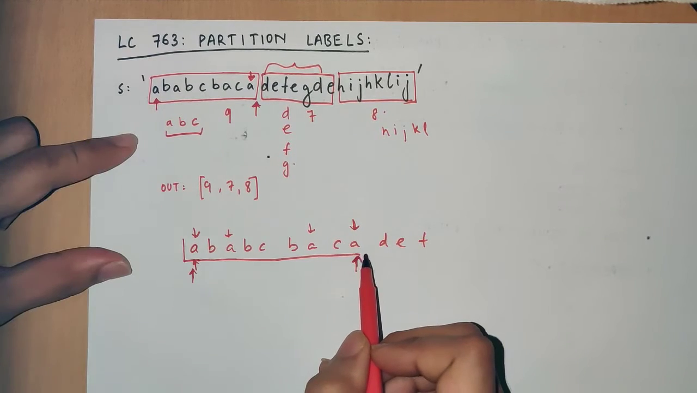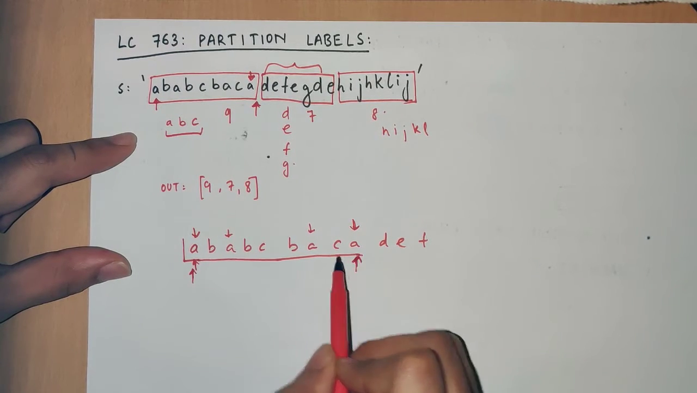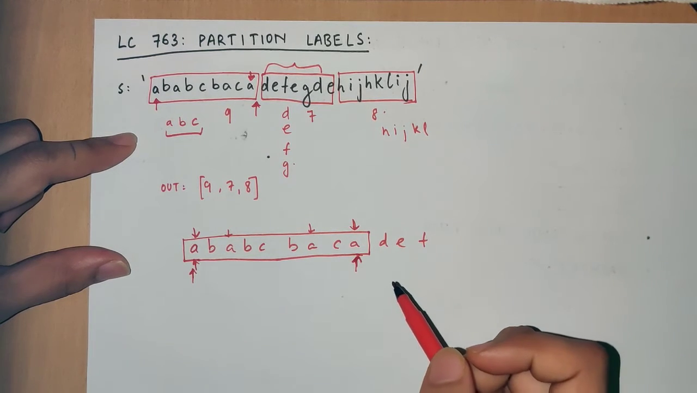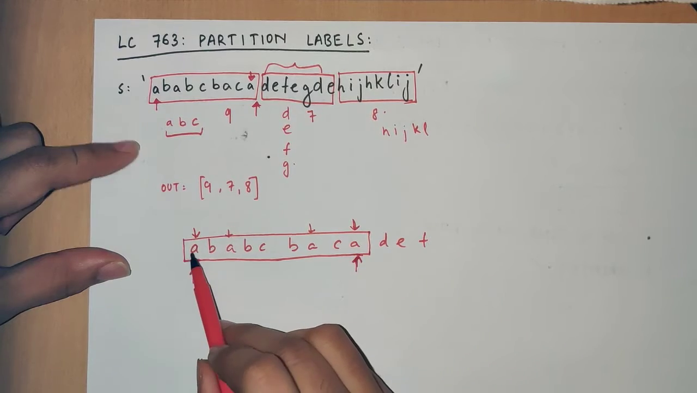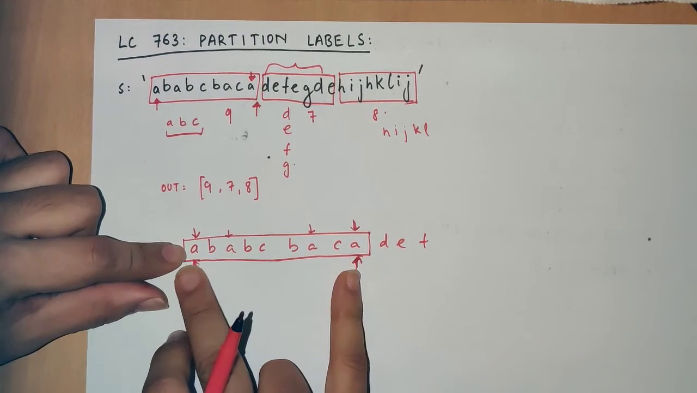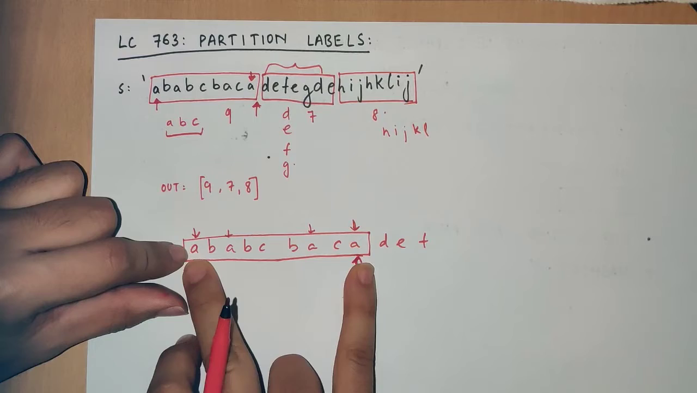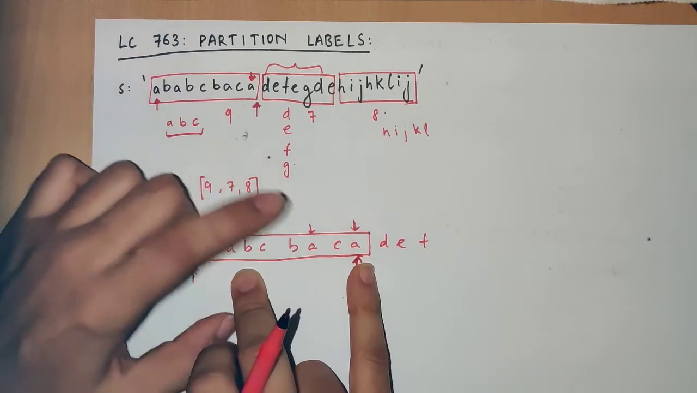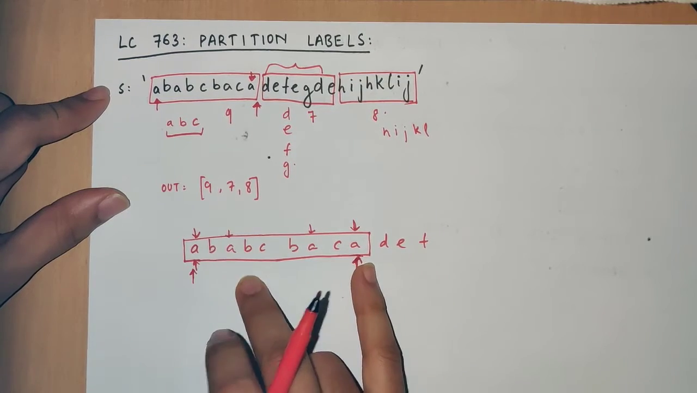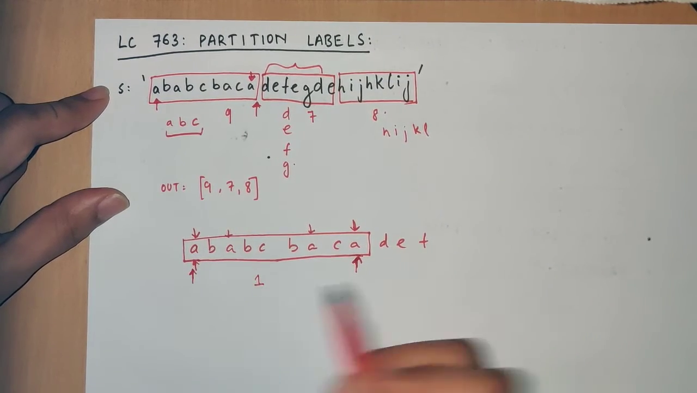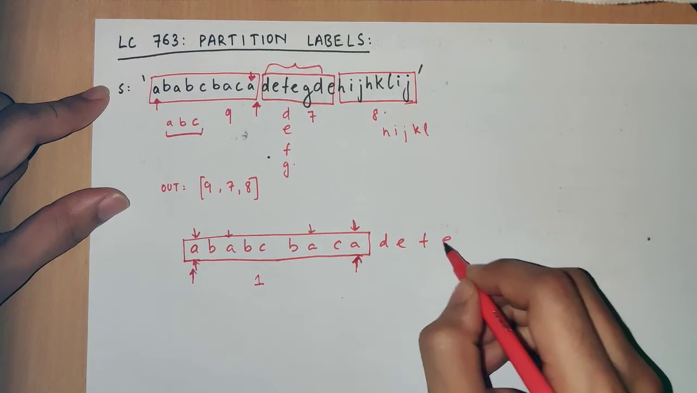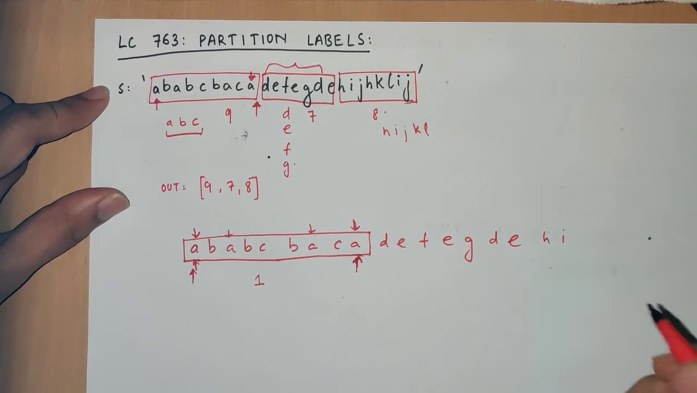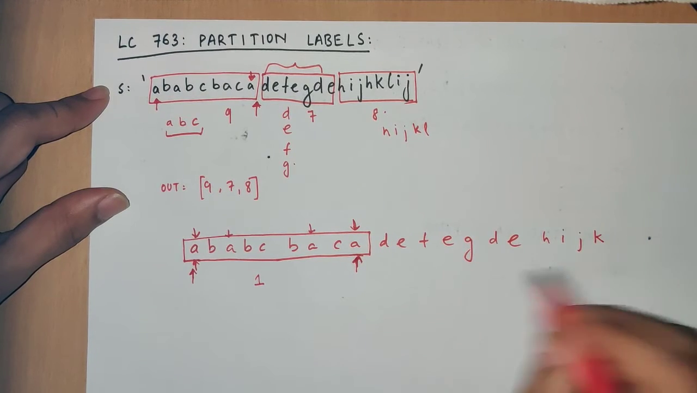So till now, for all these elements, we have got our first partition. All the occurrences of A are within this range, all occurrences of B are within this range, and all occurrences of C are also within this range. So we have got our first partition. Now we have to look for the remaining elements. We can continue.